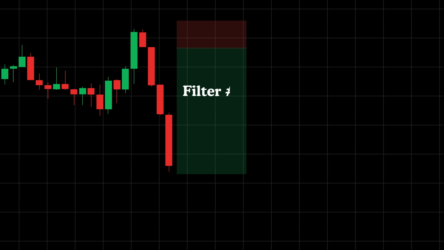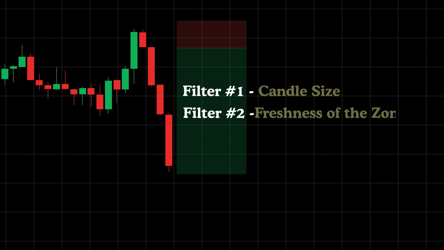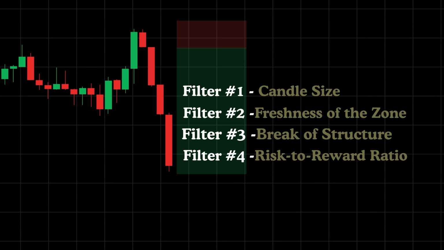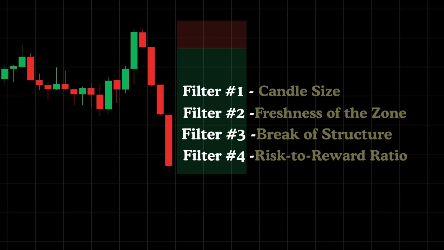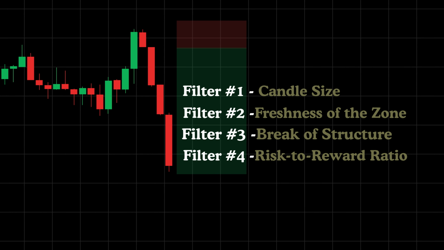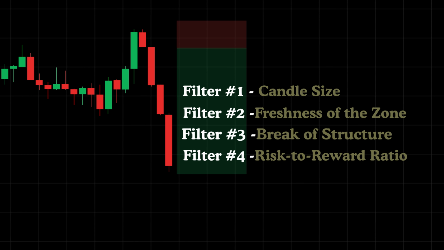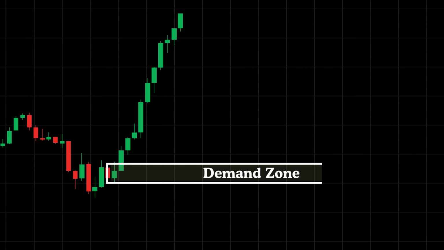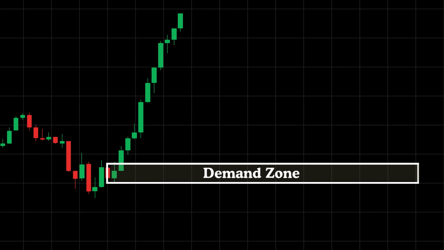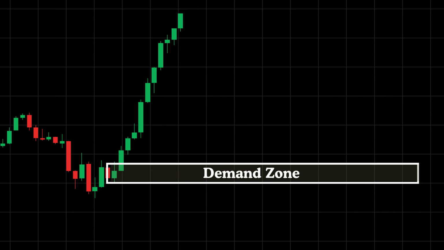So remember, large candles, fresh zones, a break of structure, and a minimum 3-to-1 reward to risk. These 4 filters form the foundation for spotting only the highest quality supply and demand zones. Now it's time to put everything we've learned into practice. Let's analyze a real chart example and determine whether the demand zone in front of us meets all the criteria for a high probability setup or if it's one we should avoid.